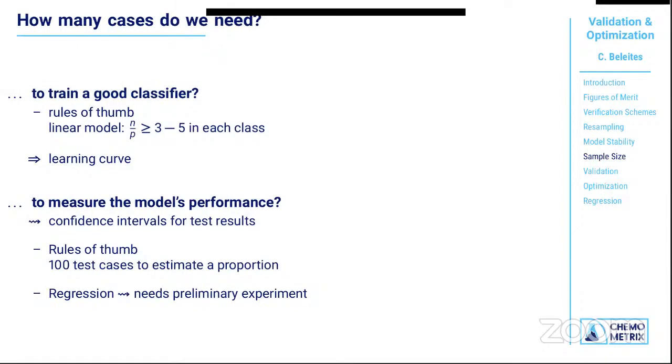So we've already basically done this. How many cases do we need to train a good classifier? We have the rule of thumb. What I want to tell you is the answer is also called the learning curve. The learning curve tells you how the performance of the model evolves with increasing number of training cases.